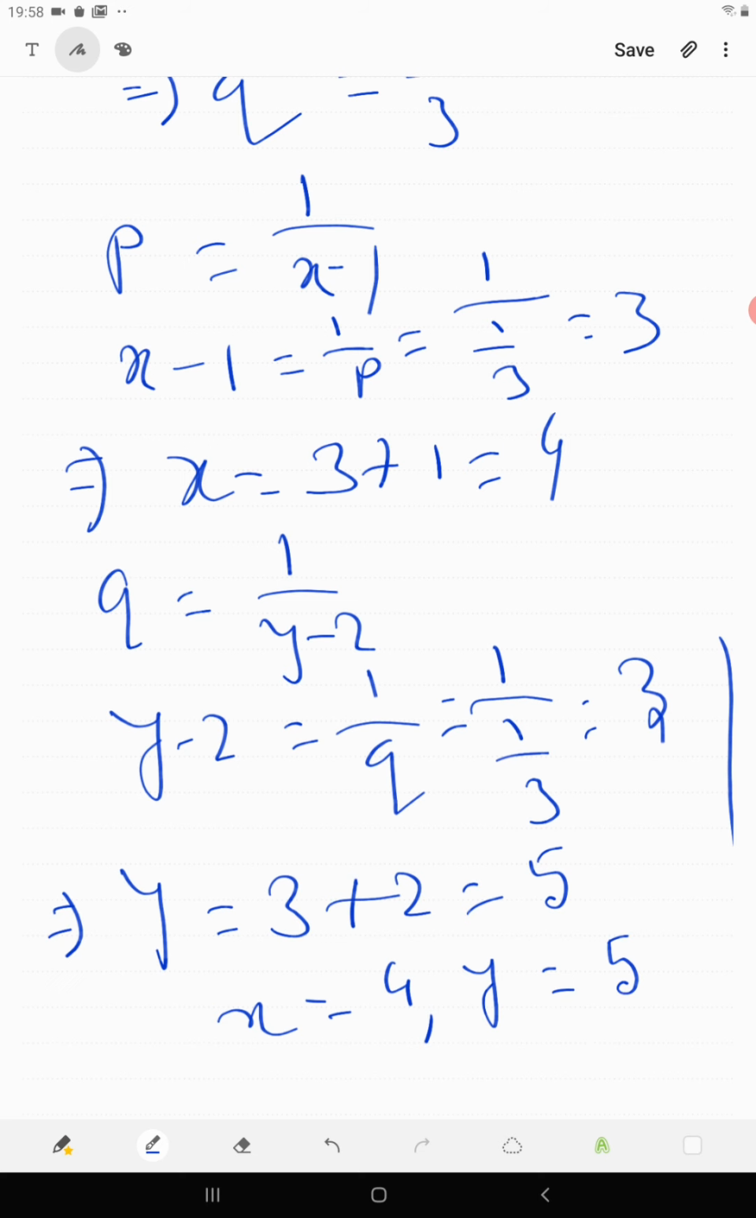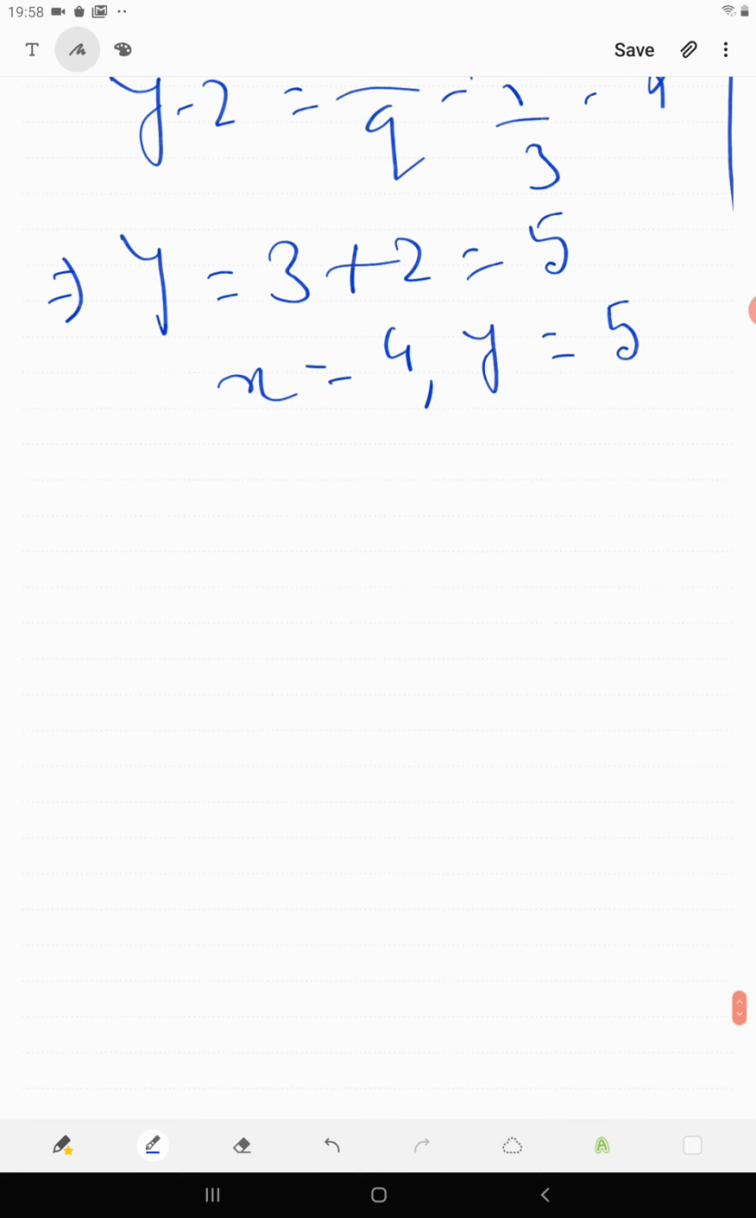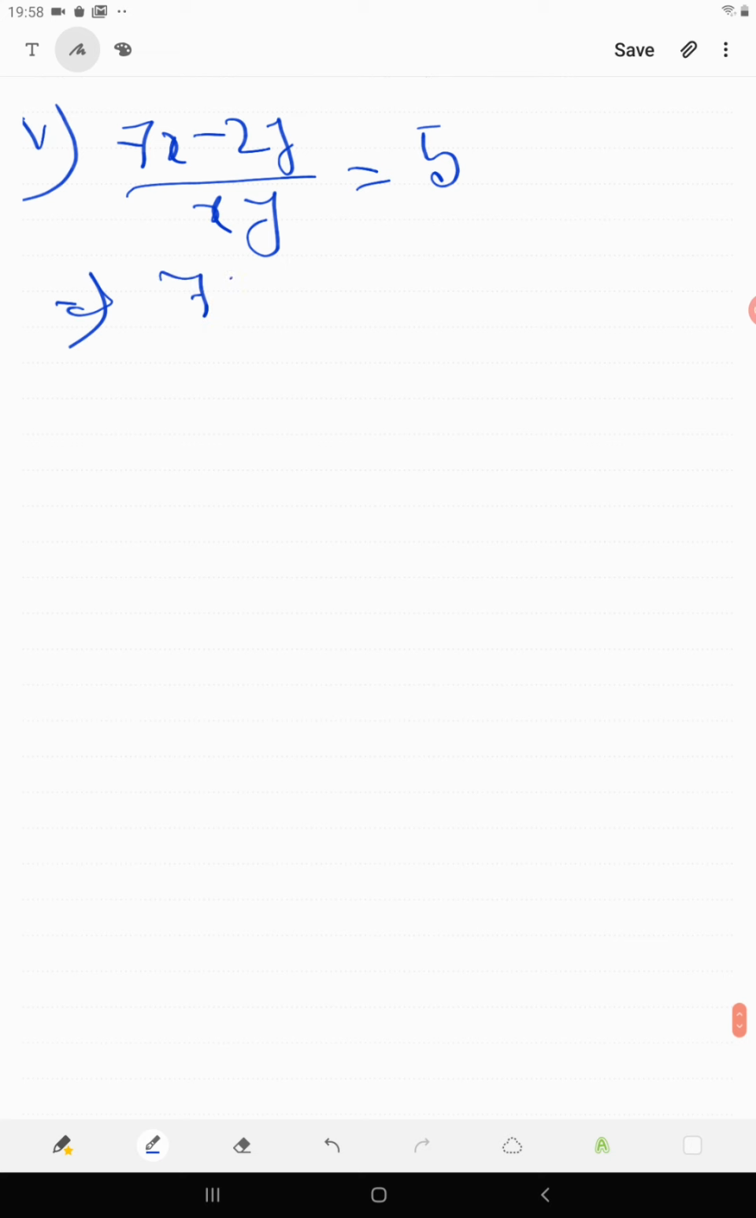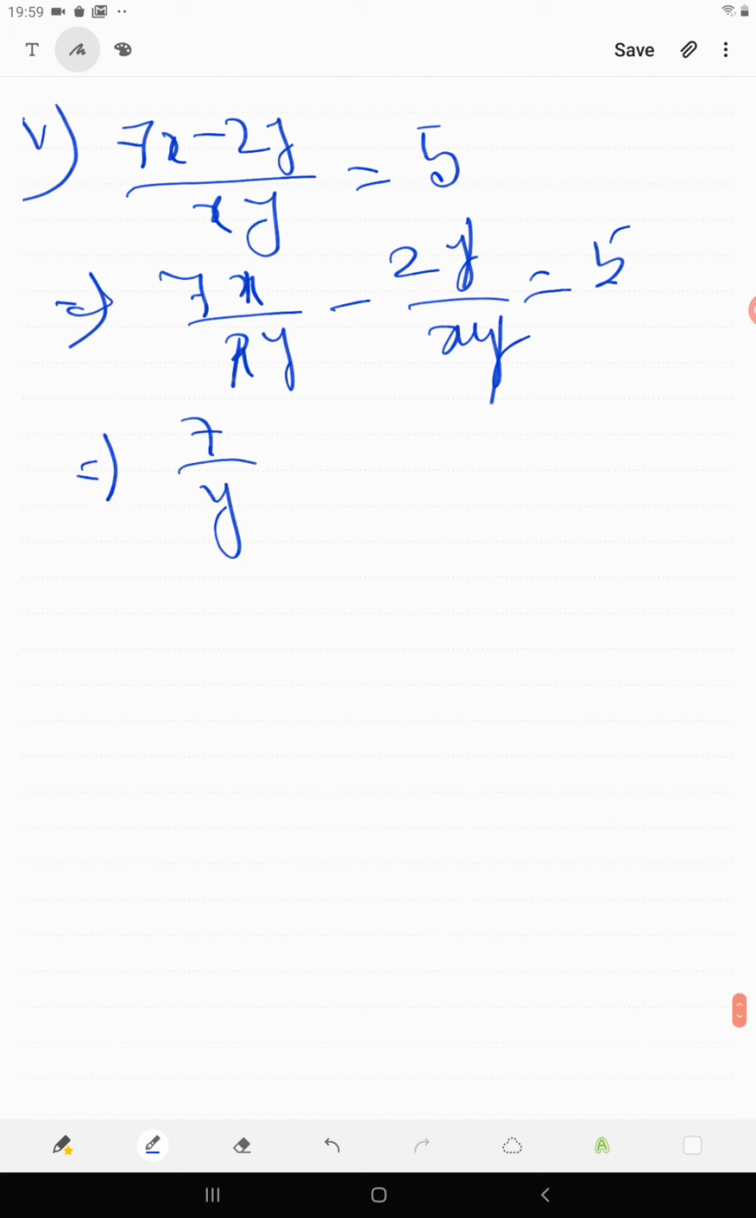We are done with fourth. Let's check it and do the fifth one. So fifth is 7x minus 2y divided by xy equals 5. Okay, so this becomes 7x by xy minus 2y by xy equals 5. x cancel, y cancel. What we got is 7 by y minus 2 by x equals 5. Okay, so this is our equation 1.